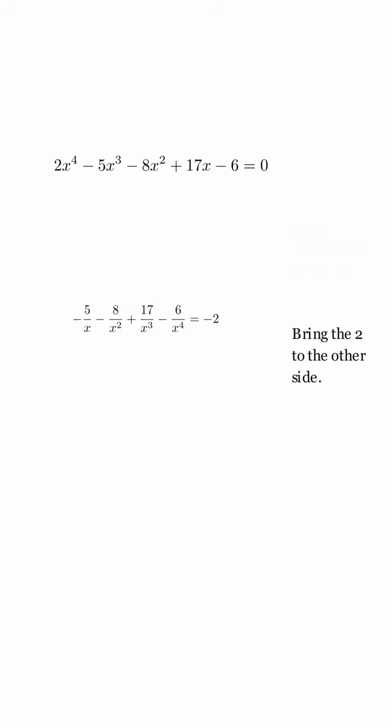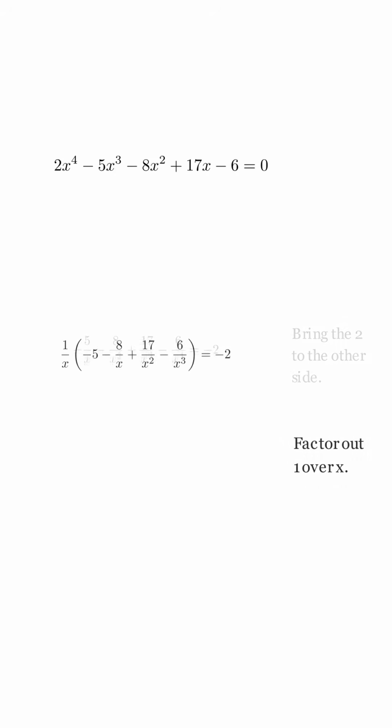Now, because everything has x in the denominator except 2, we're going to bring 2 over to the other side, giving us -2 on the right side of the equal sign. And you notice that everything has an x in the denominator, so we can factor out a 1/x from each of these terms, giving us 1/x times (5 + 8/x + 17/x^2 - 6/x^3) is equal to 2. I just changed all the signs beforehand.